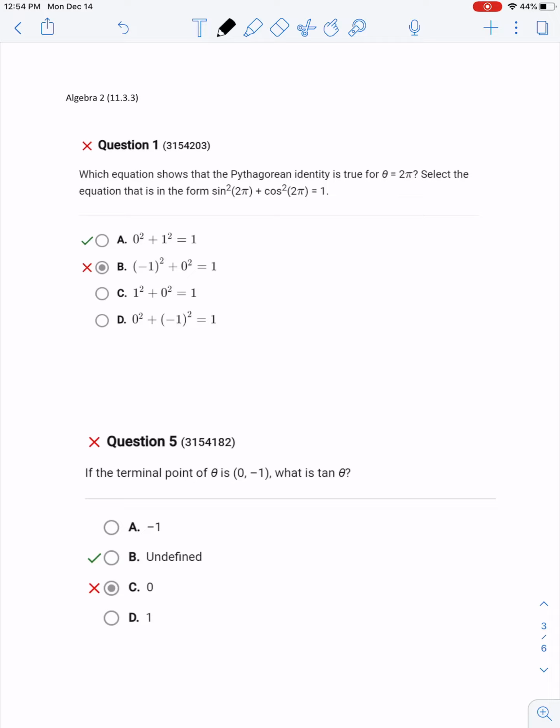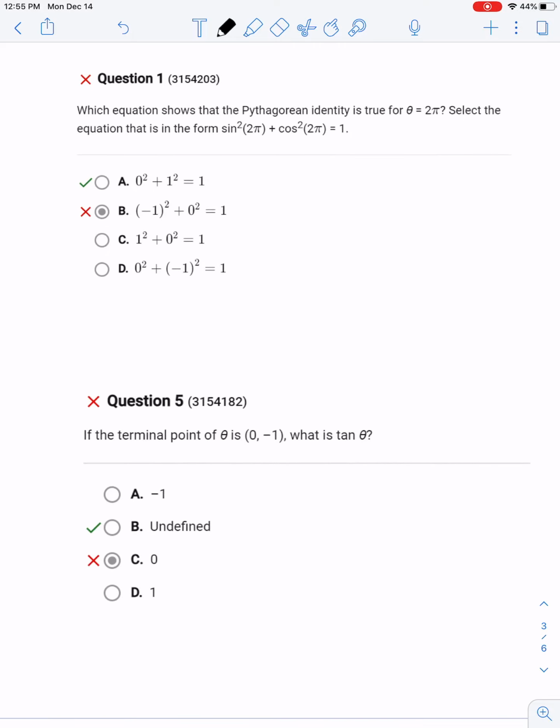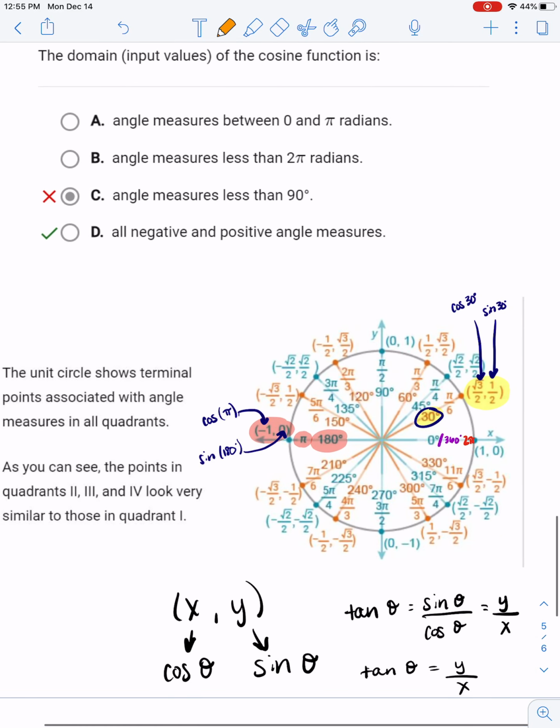All right, so this first question says, which equation shows that the Pythagorean identity is true for theta equals 2 pi? Select the equation that is in the form, and then they want you to find the equation that's basically the correct version of this, okay? Okay, so I'm going to go ahead and write in orange since I just highlighted there. I want to look for the point at 2 pi, or the ordered pair at 2 pi. So on my unit circle, we said we start at 0, and if we go around the full circle, we get back to 2 pi. And if we scroll down, this is the point 1, 0, okay? So right here, I'm looking at this ordered pair 1, 0 on my unit circle.